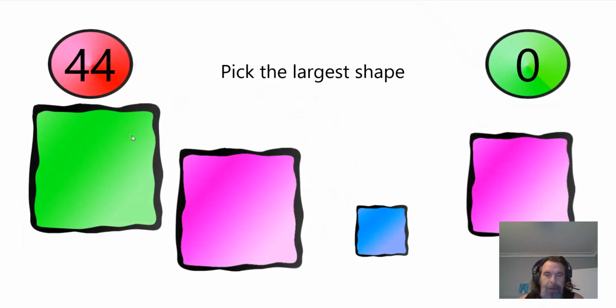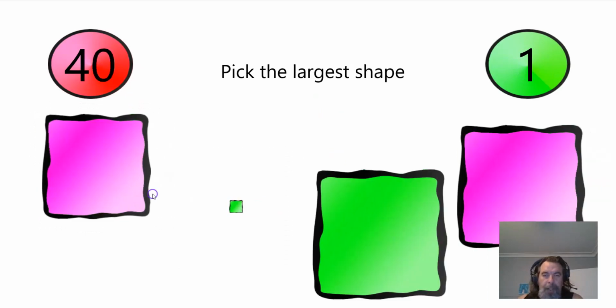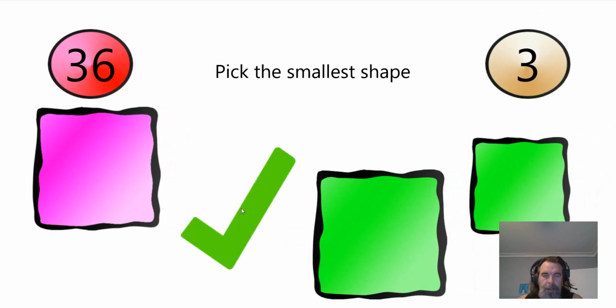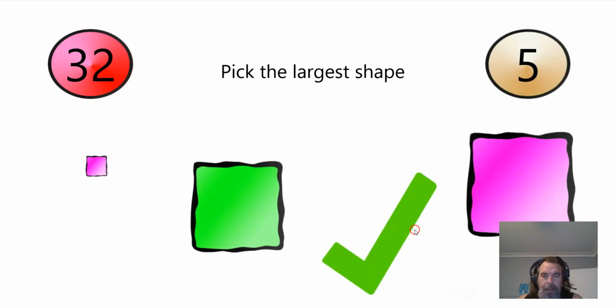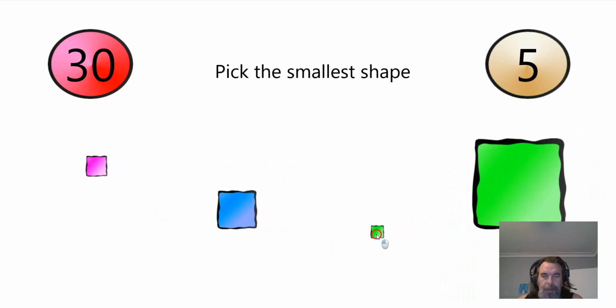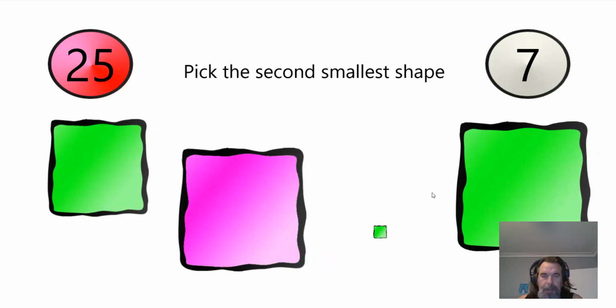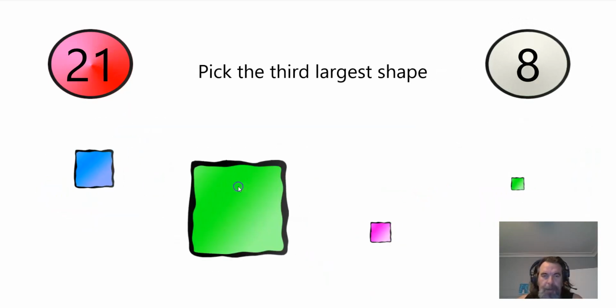3, 2, 1. Pick the largest shape. I'll go with that one. Pick the largest shape. That one. Pick the smallest shape. Pick the largest, pick the smallest, pick the second largest, pick the second smallest, pick the third largest.